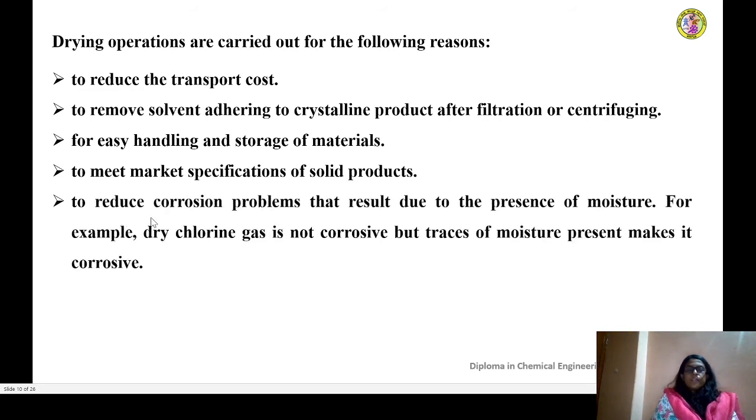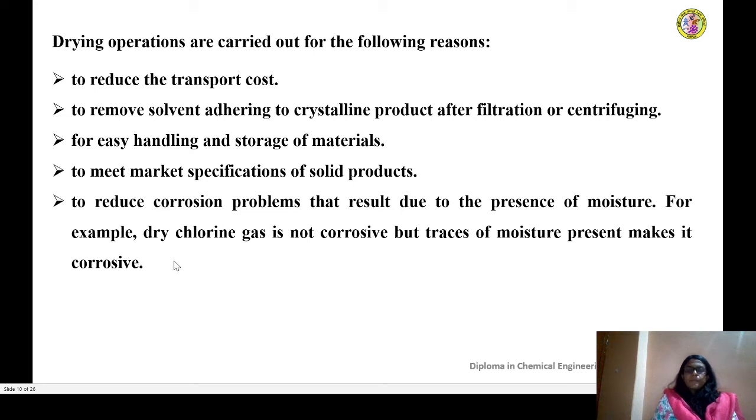Also, whenever moisture is present in a material, it leads to corrosion problems. Deterioration of the material as well as corrosion of the vessels in which the product is stored, shipped, and used will be lesser if the moisture content is not there. So to reduce corrosion problems that result due to presence of moisture, we need to carry out the drying operation.